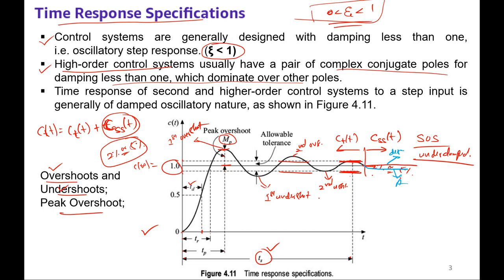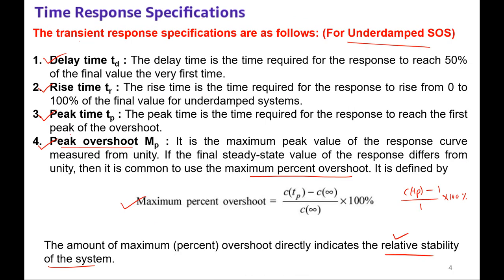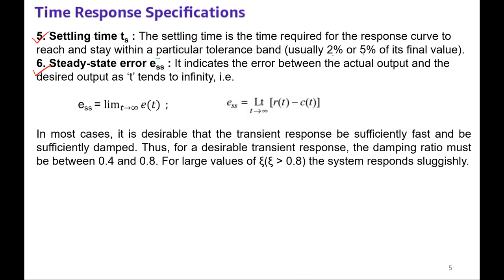error. But we have seen already in the derivation that steady state error for first order and second order system is 0, means the system is going to achieve the steady state value, means there is no difference between the desired output and the actual output, right? So that we are going to define as steady state error. So Ess we call it steady state error Ess. It indicates the error between the actual output and the desired output as the time t tends to infinity.